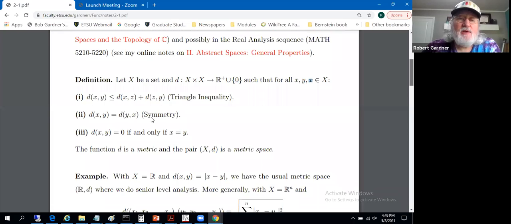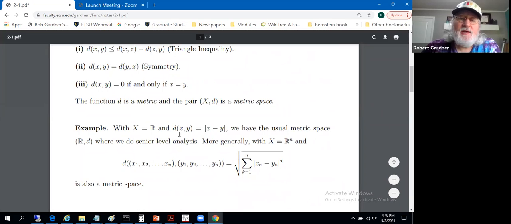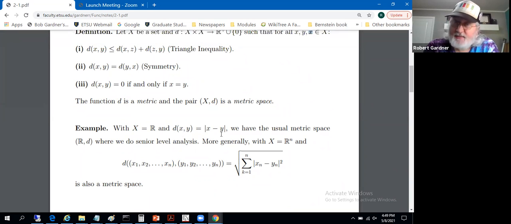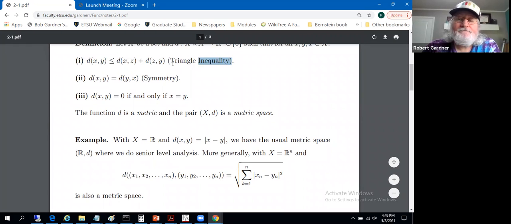You're familiar with these from analysis. Take the real numbers and specifically take the metric to be d(x,y) equals the absolute value of the difference, the absolute value of x minus y. That's a metric. You know that's a metric. You use that in one-dimensional analysis all the time. And of these properties establishing we have a metric, of course, usually the tricky one is the triangle inequality.